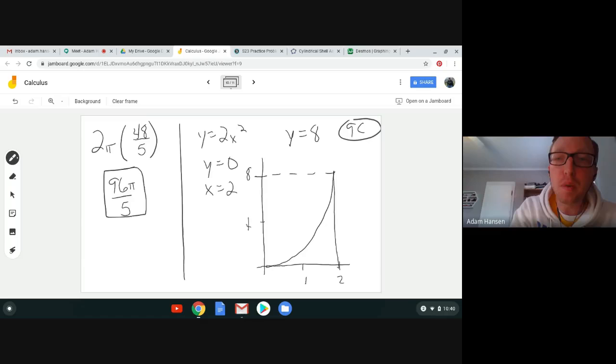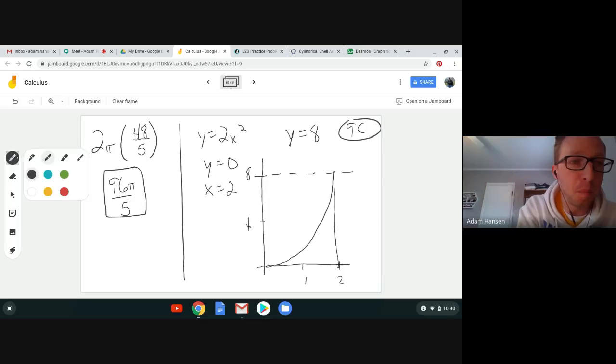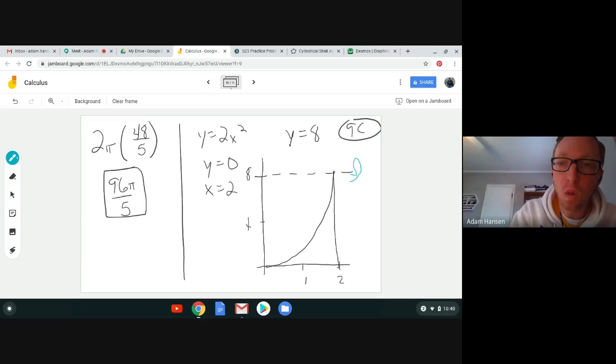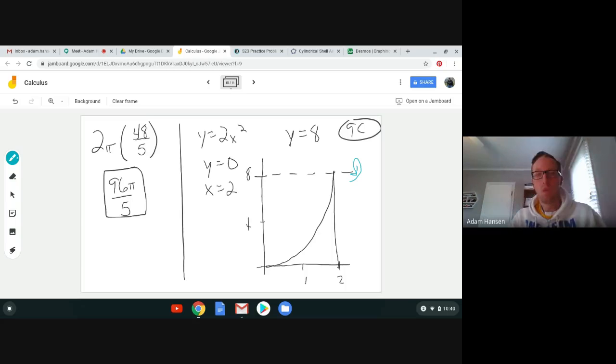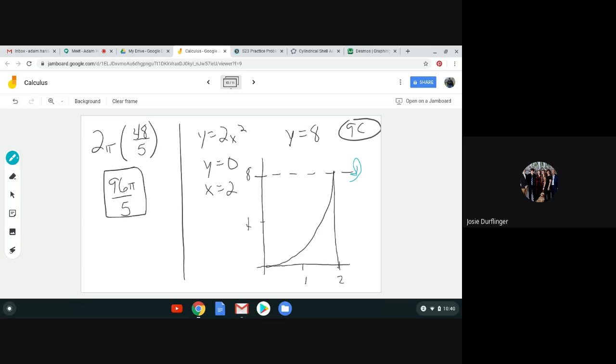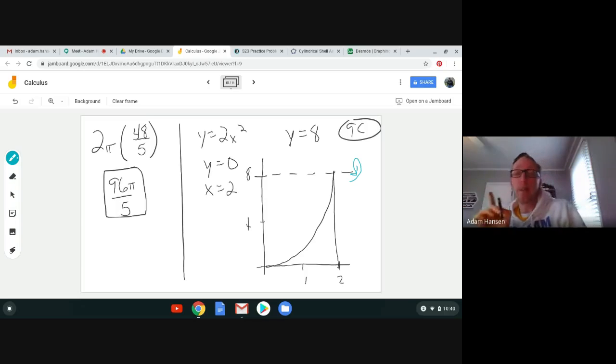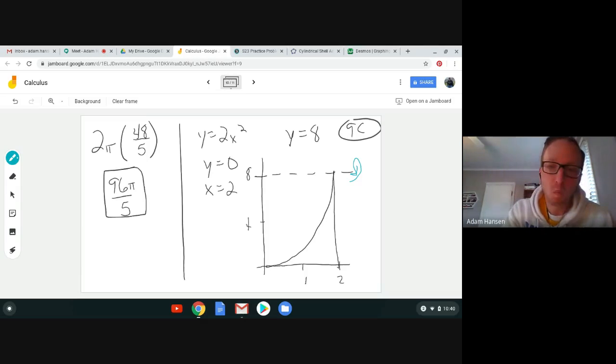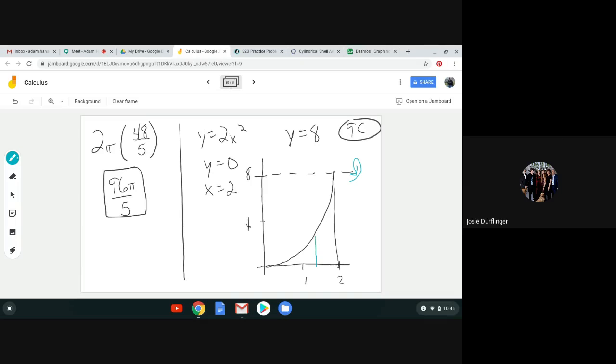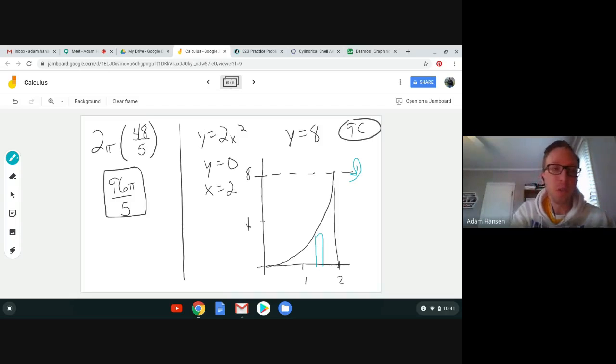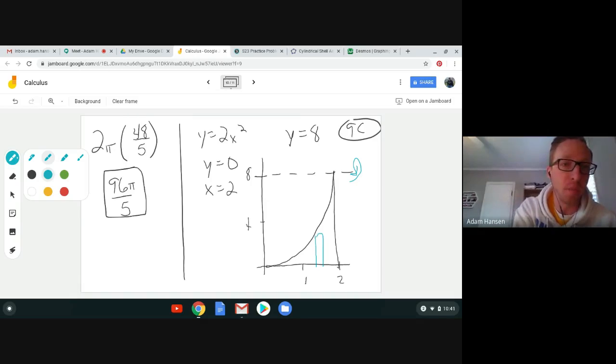So why would it be preferable to use the washer method here? Is it because there's a gap between...? Yeah, there's a gap, so we have to use washer. Why wouldn't we want to use shell? Because it's a horizontal line and not a vertical line. Perfect. So now there are two discernible radiuses for us to account for.